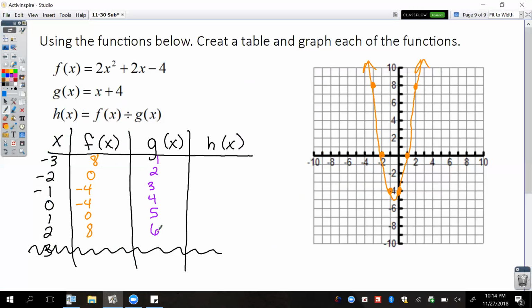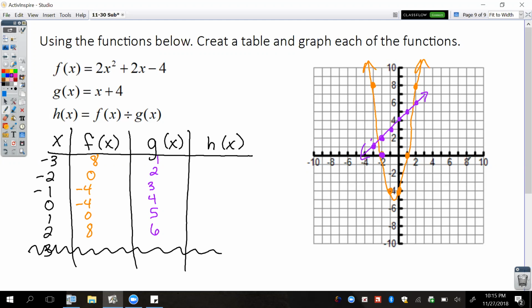Okay, so I'm going to come over here, plot this point right here. So we're going to plot the point negative 3, 1, negative 2, 0. Sorry, not negative 2, 0. That was already there. Negative 2, 2. That was my bad. Negative 1, 3, 0, 4, 1, 5, and 2, 6. And we're going to draw a line through those points.